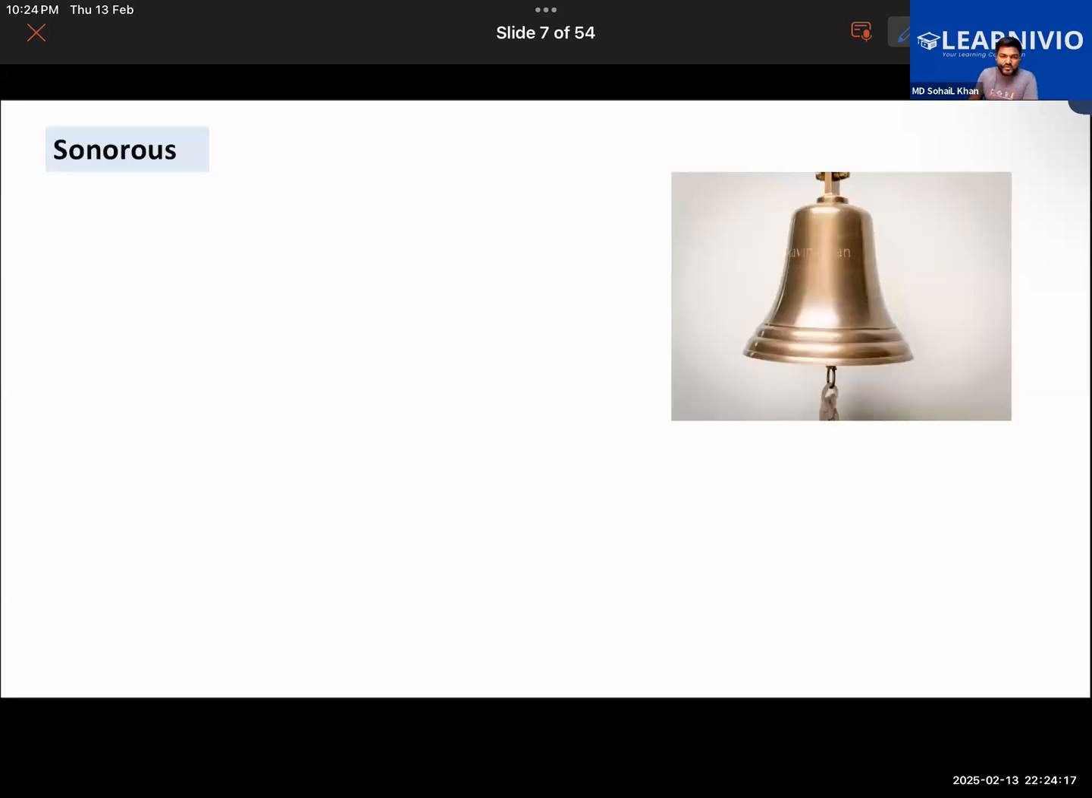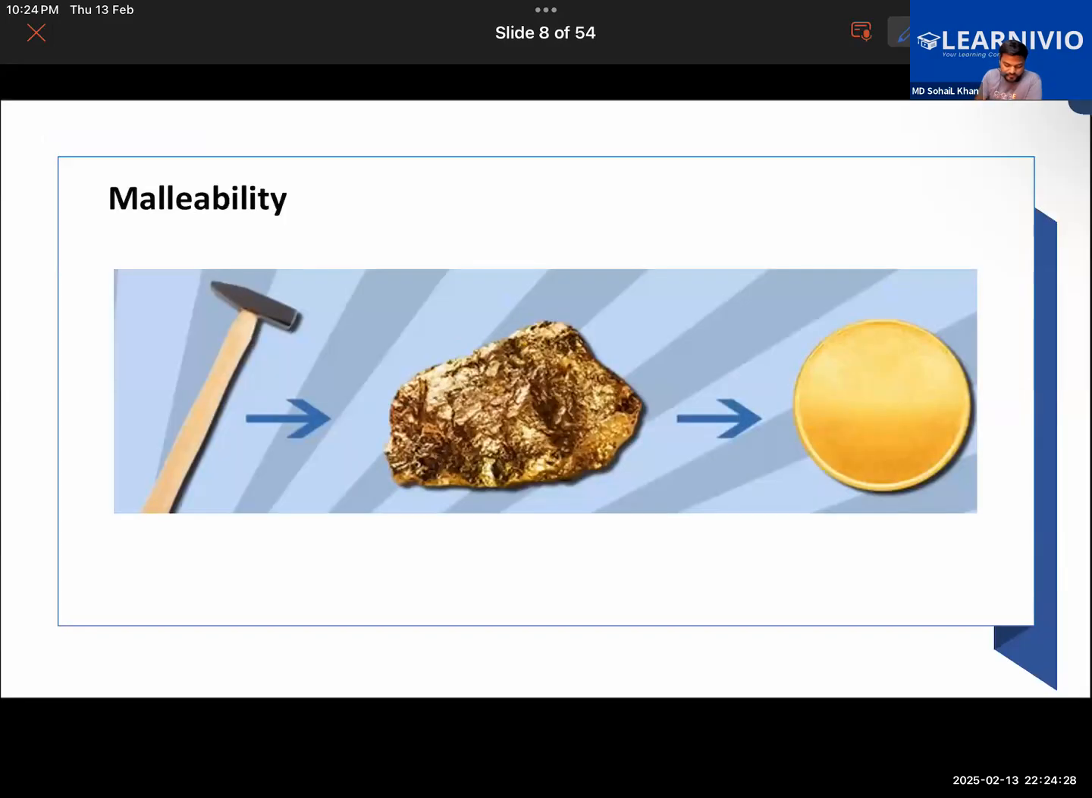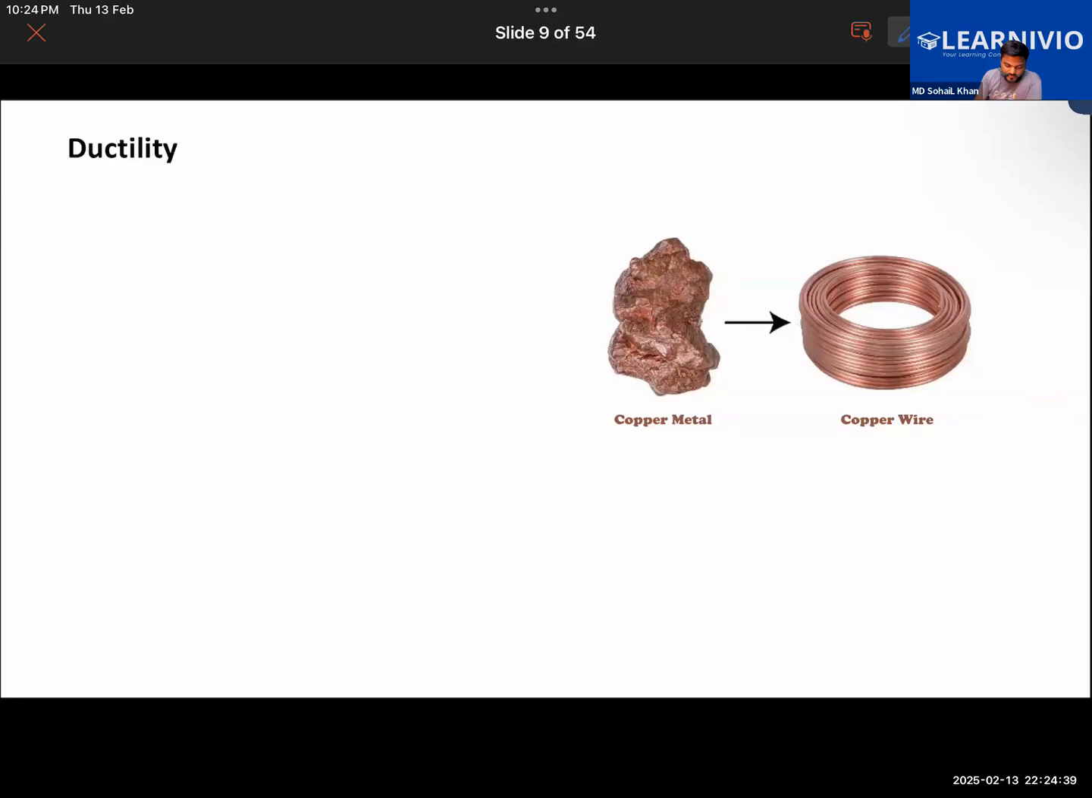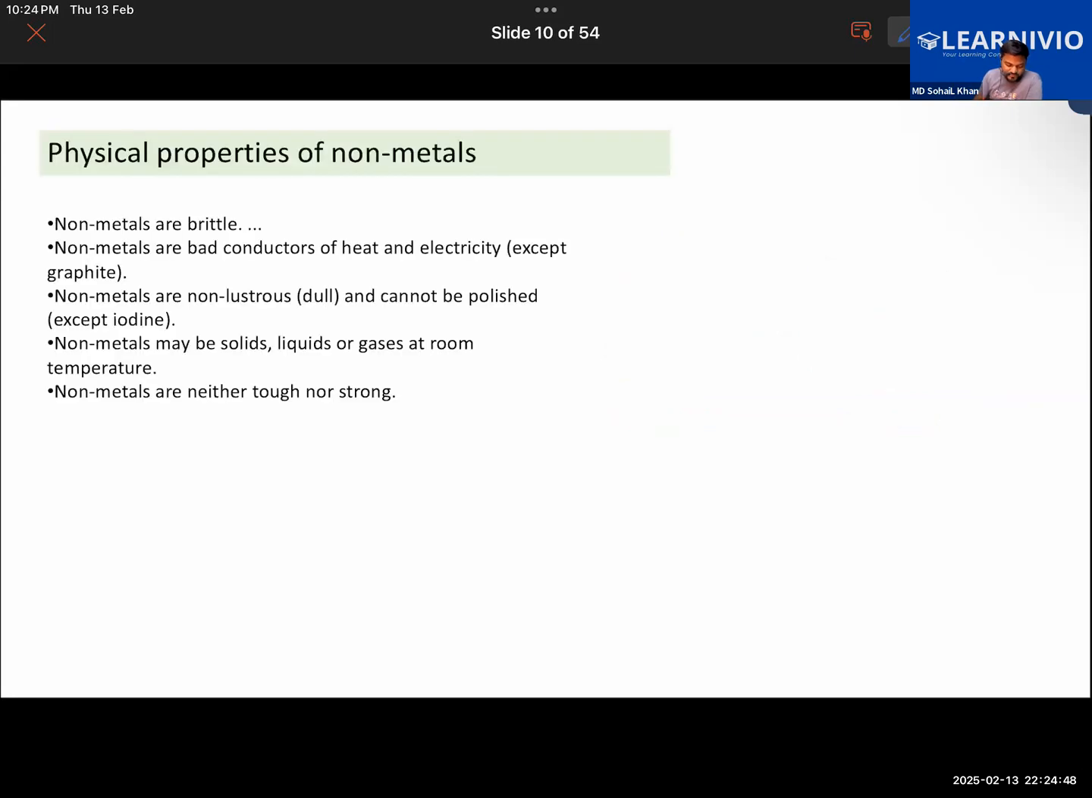Then they are sonorous in nature. When they are hammered, they will give a ringing sound. Upon being hit, they give a ringing sound. Malleability you already learned. It can be hammered, and also if you were to heat it further, its malleability will increase, isn't it? Yes, sir. Ductile basically means that they can be drawn into wires. That's how the copper wires or any other wires are made.